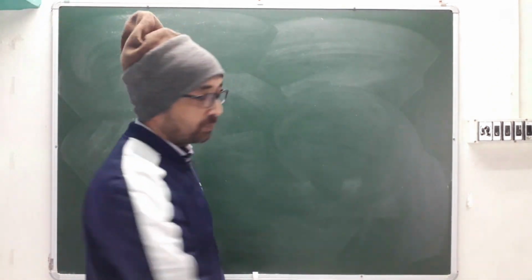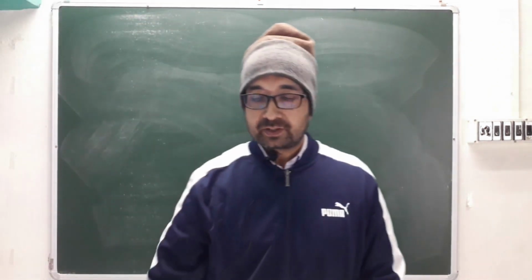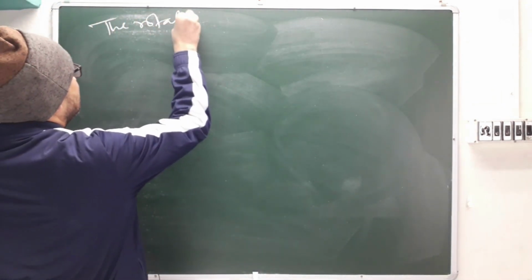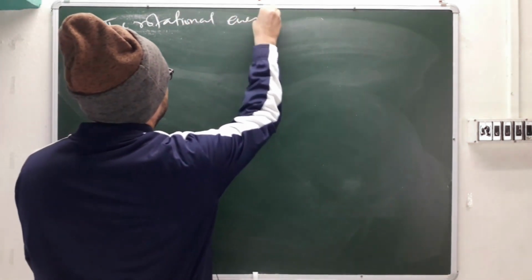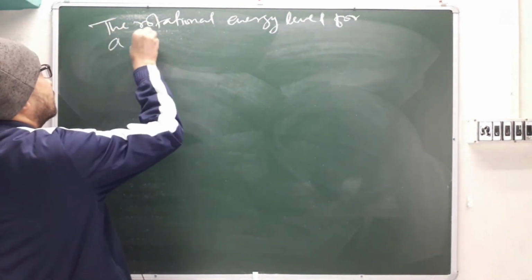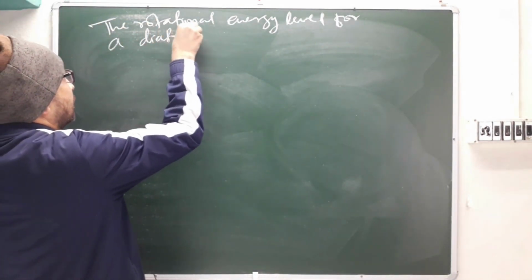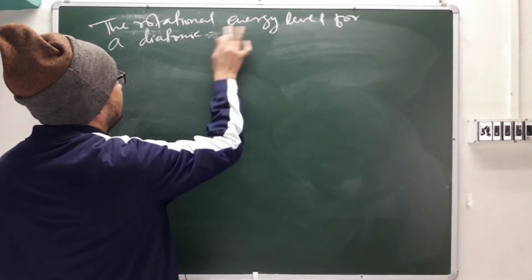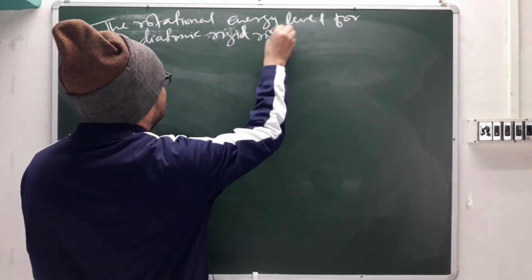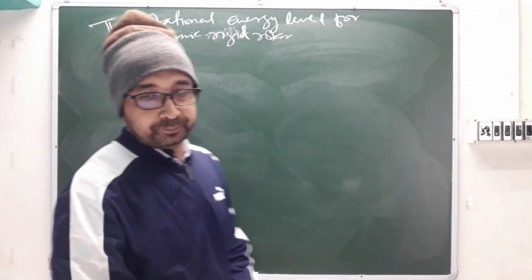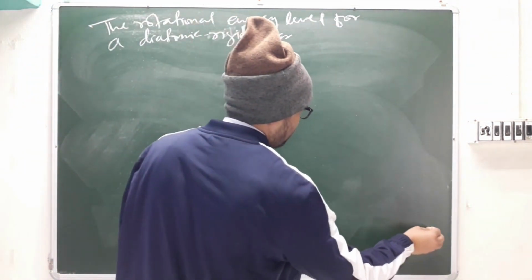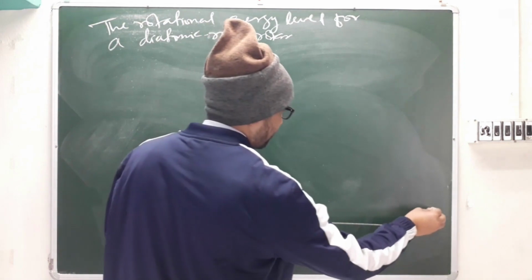So I know you are waiting for the problems, PYQs. We will solve it. The rotational energy level for a diatomic, we call rigid rotor. Just we'll draw it here.